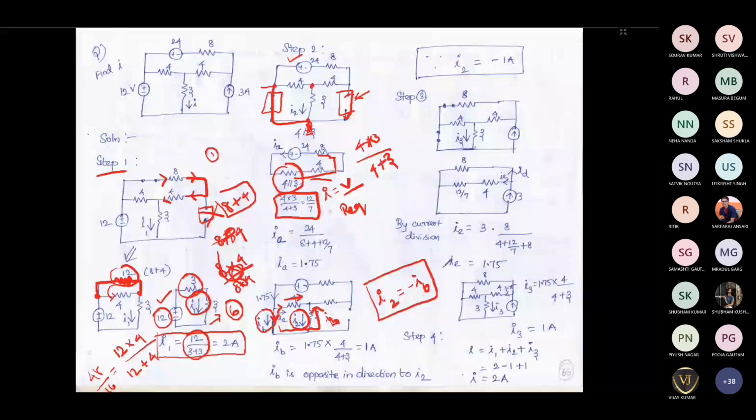This is the current contributed by the 24 volt source in this circuit. Here the polarity is very essential. The negative sign, the current direction, is going to be very essential, because we are going to do an algebraic sum. So whether it is positive or negative, we should take it properly in order to find the actual value correctly.